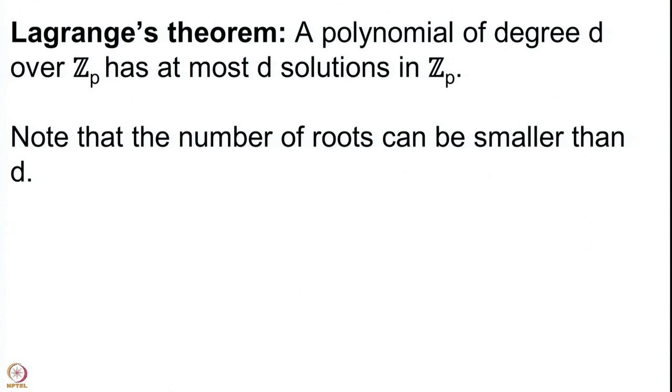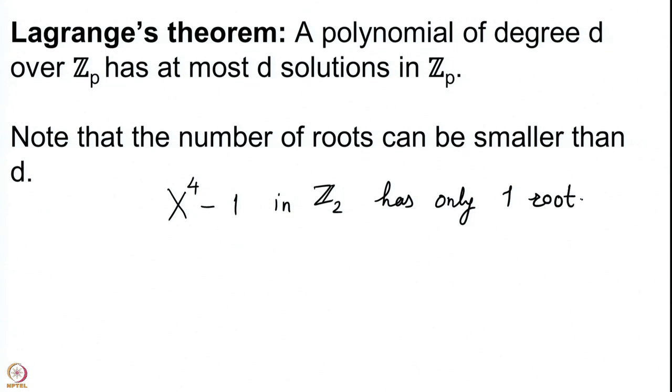Before we go to the proof, we wonder what would happen in other cases, or whether there is anything that we need to be careful about. So, number 1, note that the number of roots can be smaller than d. There are indeed examples where the number of roots can be smaller than d. For instance, if you are looking at x raised to 4 congruent to 1, or to say it in other words, if you are looking at the polynomial x to the 4 minus 1 in, let us say, Z2, this has only one root, namely x equal to 1.